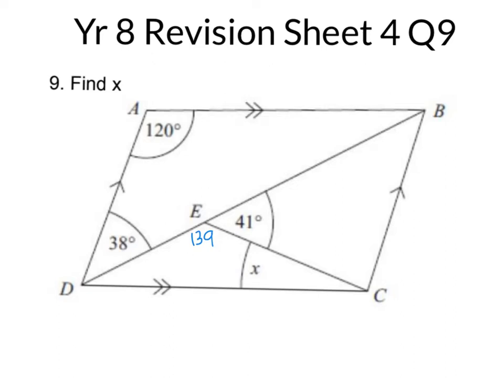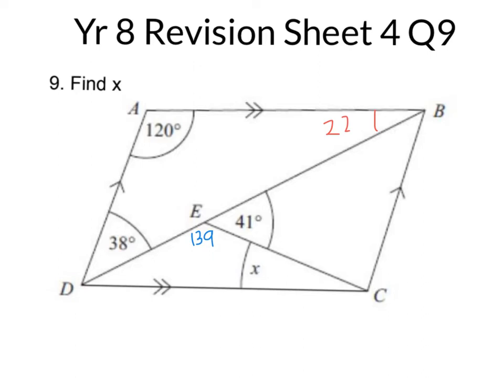Okay? So there's a triangle here as well, a big one, ABD, and I know that two of the angles in it are 120 and 38, which add to 158. So the third angle has to make it add up to 180. So 158 away from your 180 gives you 22. Okay?